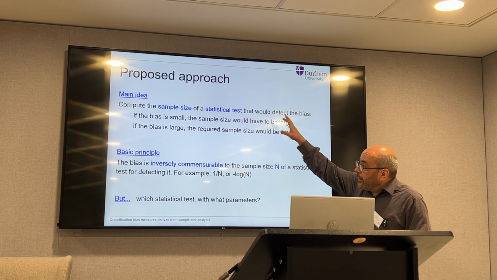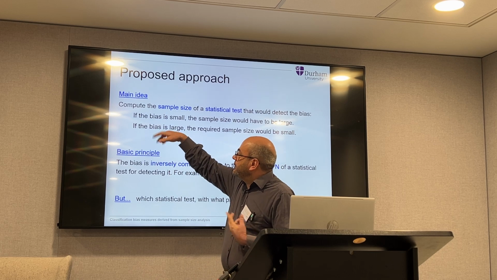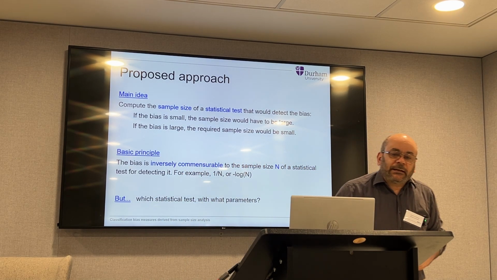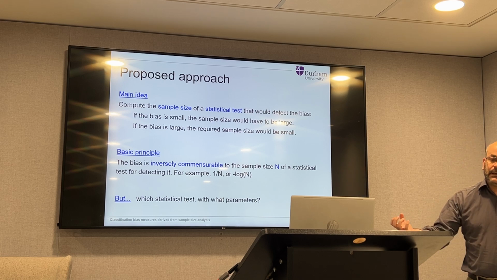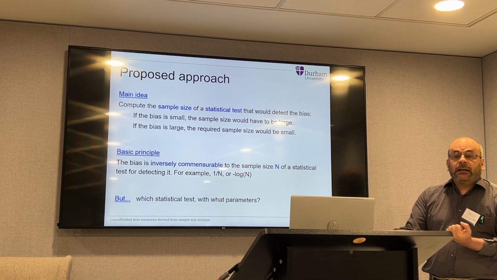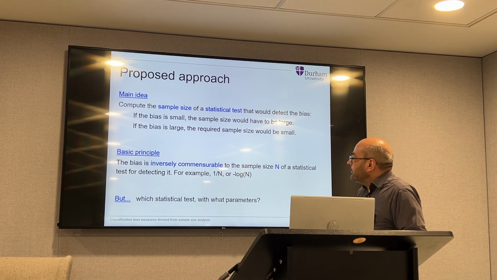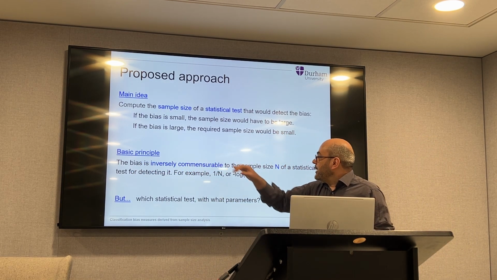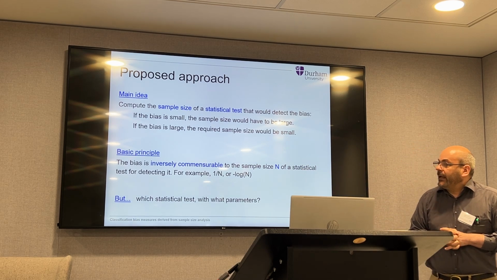While the main idea sounds a little bit inverted, have in mind that it is quite common to say, okay, how different are two things? How different are E1 and E2? We say, how much effort do I need to tell them apart? So our basic principle is that the bias is inversely commensurable to the sample size n.